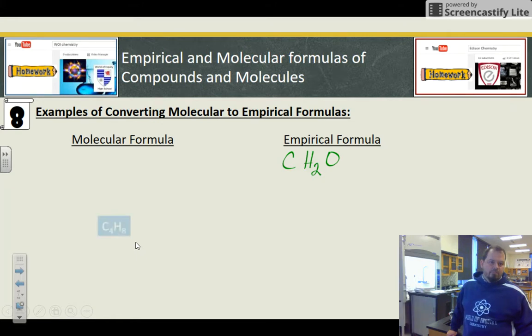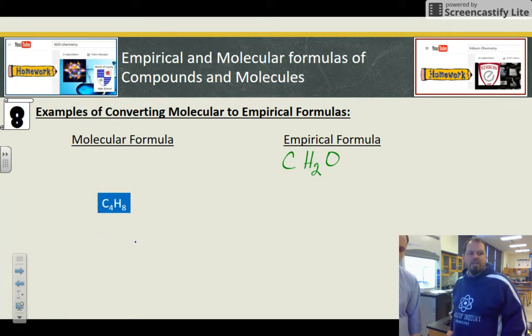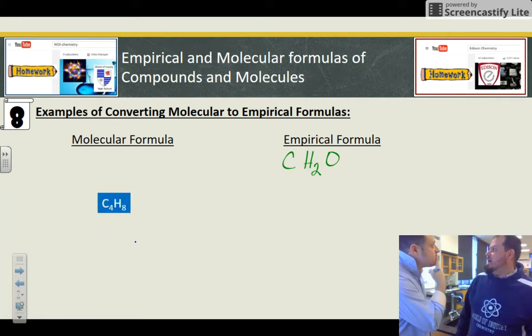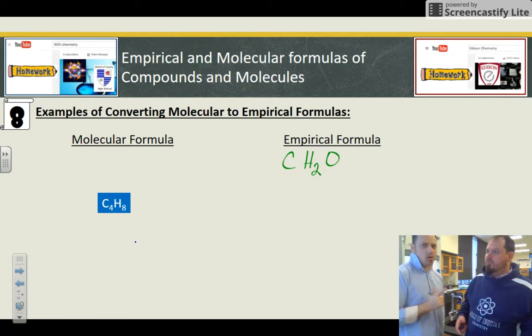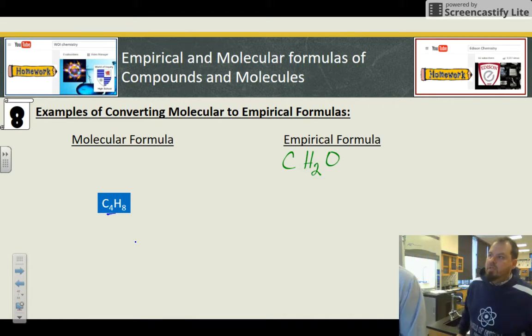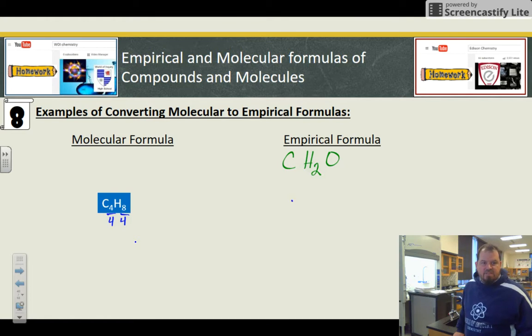Okay, next one. Here we go. C4H8. The biggest number I can divide these by is 2. That's what I was going to say, but I don't think so. What is it then? I think it's actually 4. I can do 4. So divide both by 4, I get 1 and I get 2. So it's just going to be CH2. There it is. Good. Okay, I think there's one more.